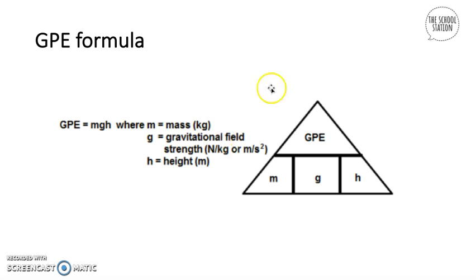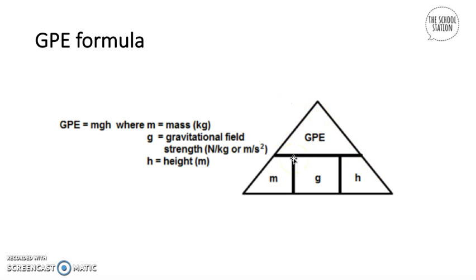And again, if we have this triangle of GPE, what we have to do is, for example, if we're asked one day to find the mass, and we have our GPE, our gravitational field strength, and our height, then we can just cover up the mass and do GPE divided by gravitational field strength times height. So we can basically just cover up the thing that we're trying to find and use the formula.